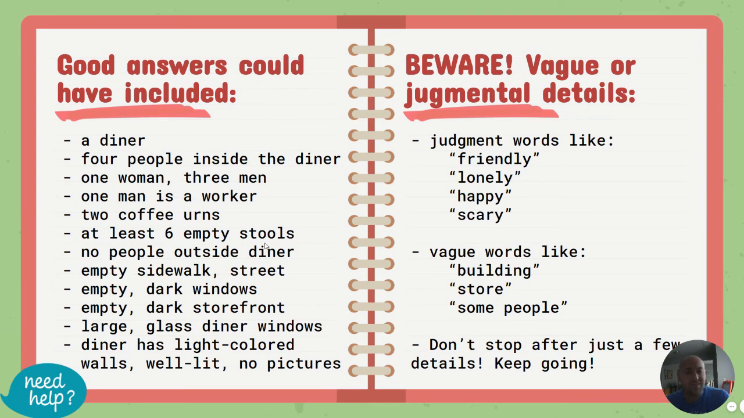Notice this is a little detail you probably didn't write down, but if you forced yourself to really look for extra details, that's something you would have come up with, right? There are no people outside the diner. There's an empty sidewalk on the street, empty dark windows, empty dark storefront. Large glass diner windows, and the diner has light colored walls, is well lit, and there are no pictures on the wall.